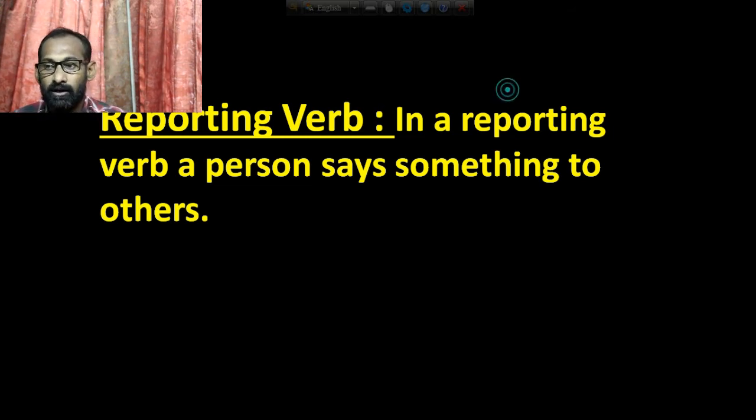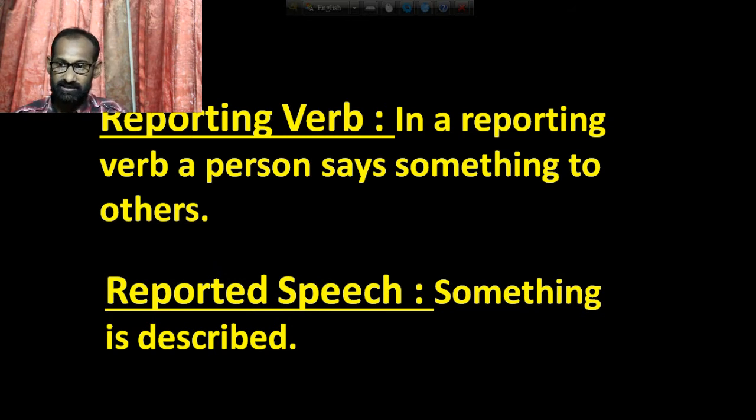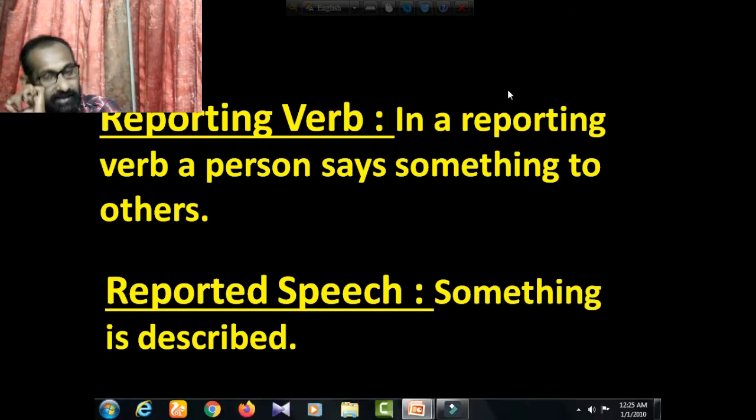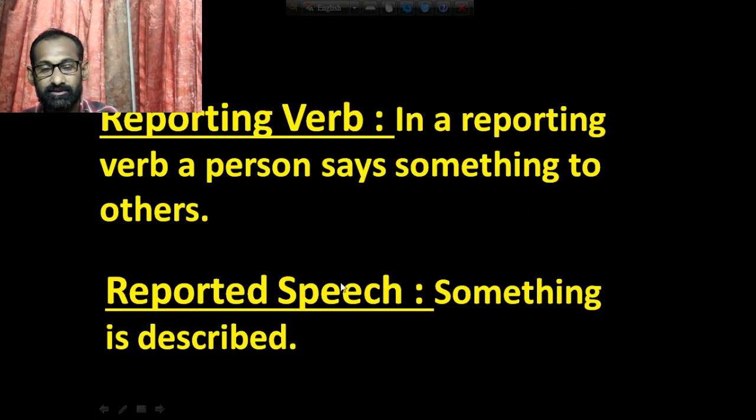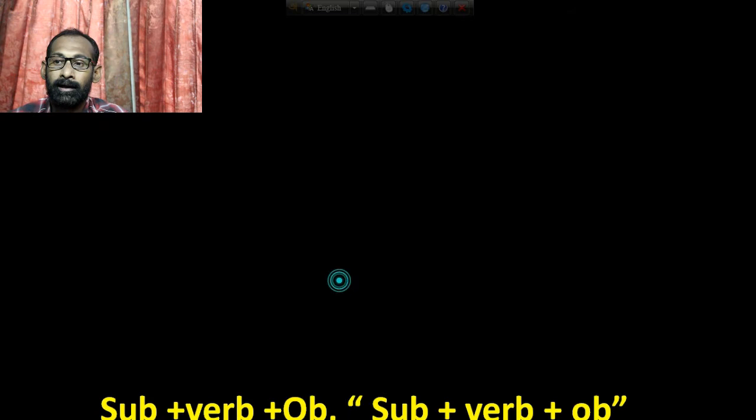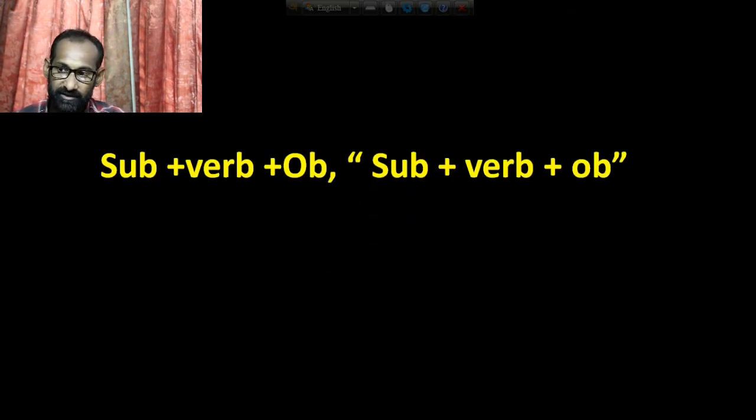And what is reported speech? Something is described. In a reporting verb, a person wants to inform others of something, and in reported speech something is described. That means what the person wants to describe is placed in reported speech. Then actually this is the structure of narration.